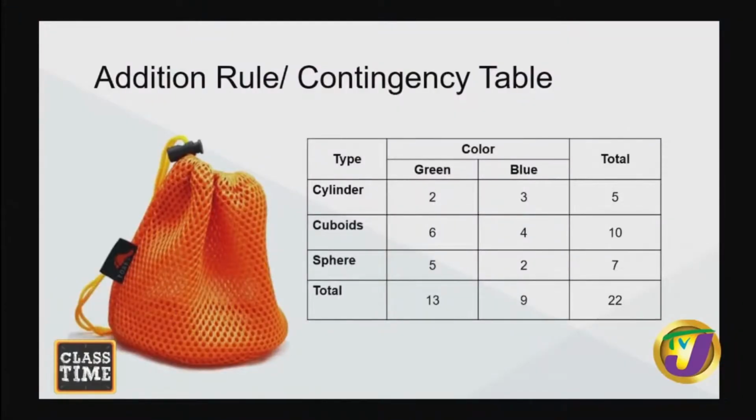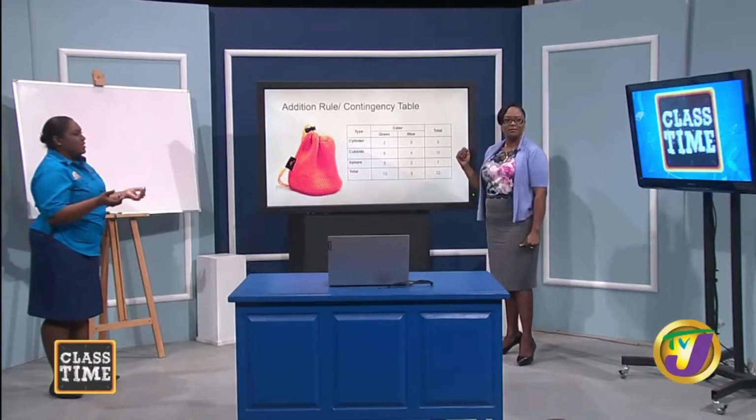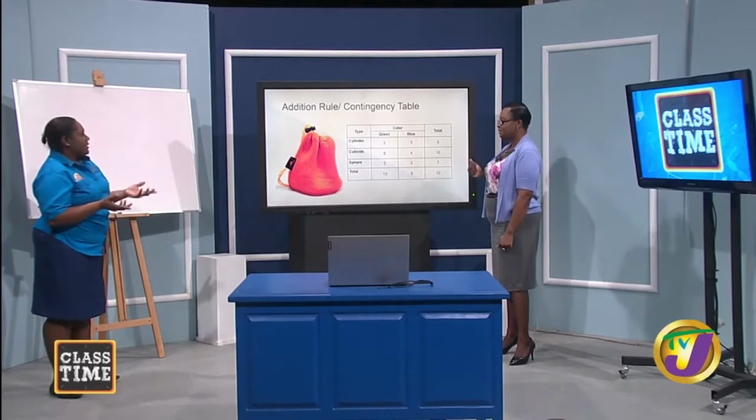Simplified, don't it? It's much easier. I can pick out any information I want. If I want to find out how many green cuboids there were, it's telling me 6. If I want to find out the total number of cuboids in the bag, then I know that there is 10. And if I want to find out the total number of cylinders, whether it be green or blue, I know that it is 5.